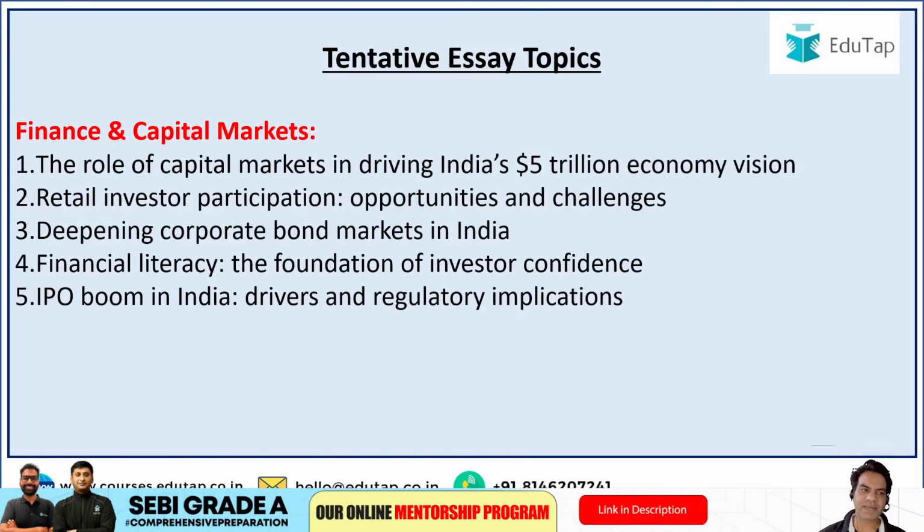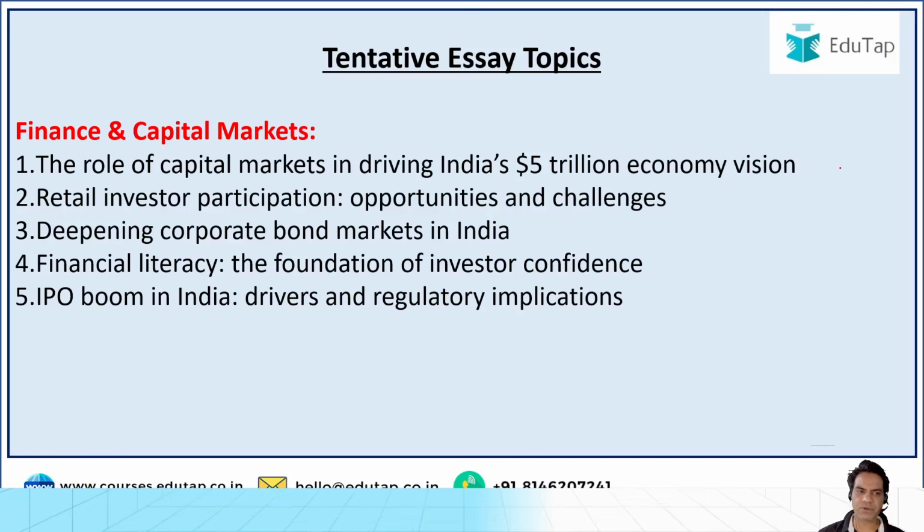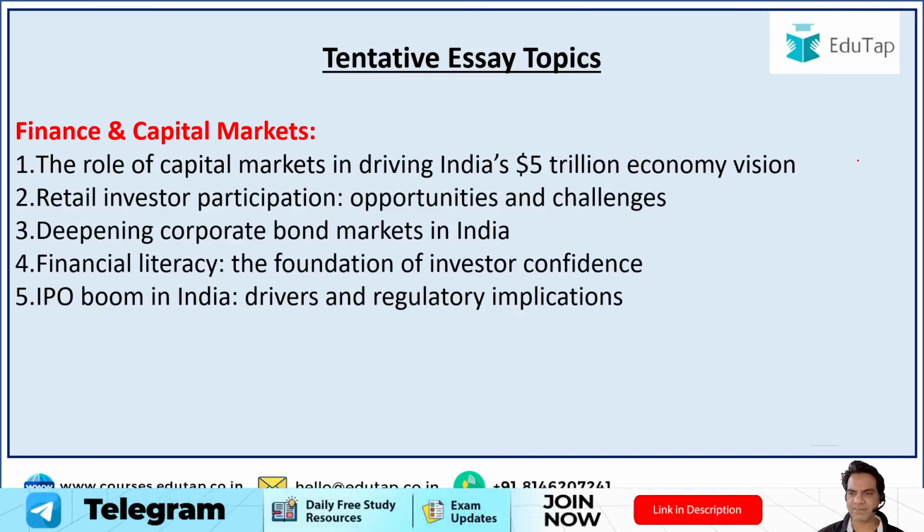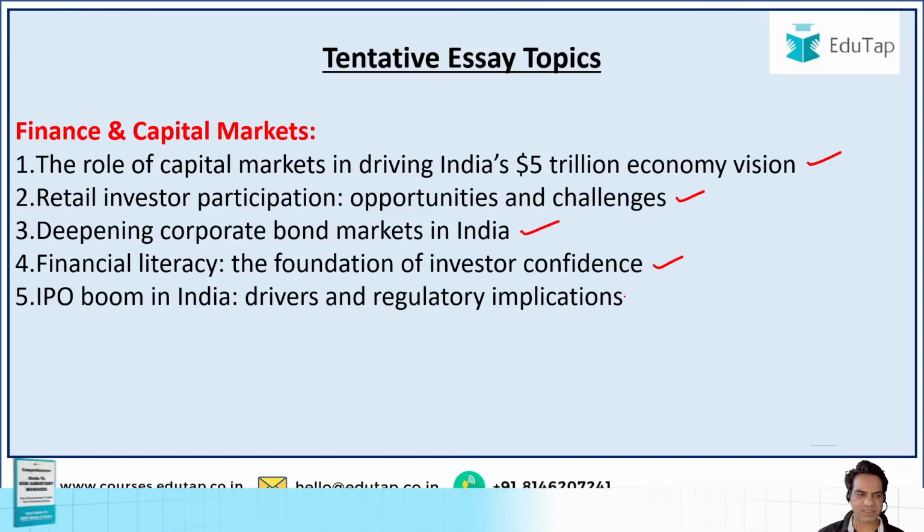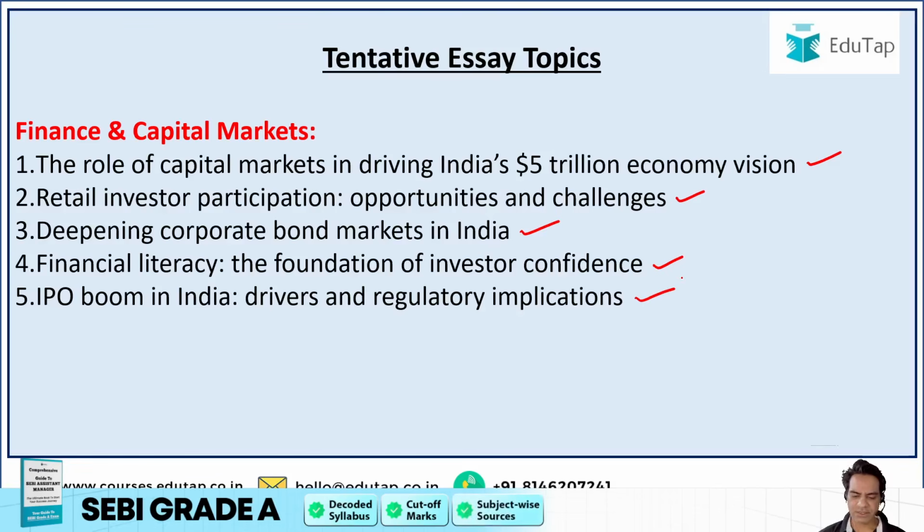So for financial and capital markets, the 5 important topics: the role of capital markets in driving India's $5 trillion economy vision. Second, retail investor participation, opportunities and challenges. Third, deepening corporate bond markets in India. Fourth, financial literacy, the foundation of investor confidence. And then IPO boom in India, drivers and regulatory implications. So these are good important topics based on finance and capital markets.